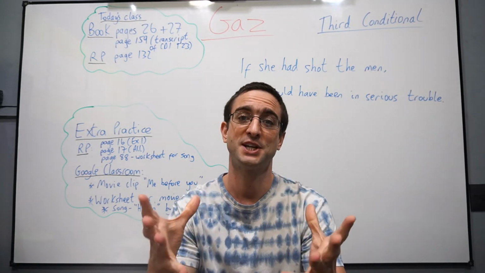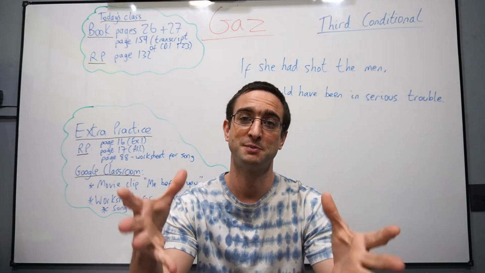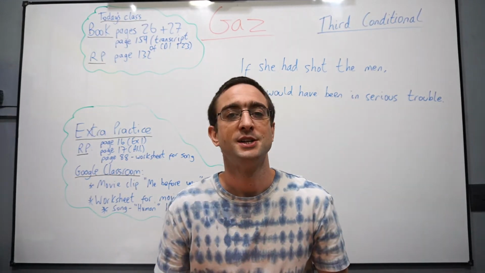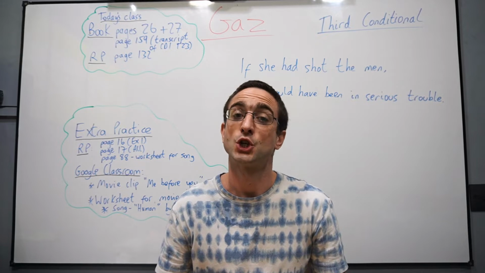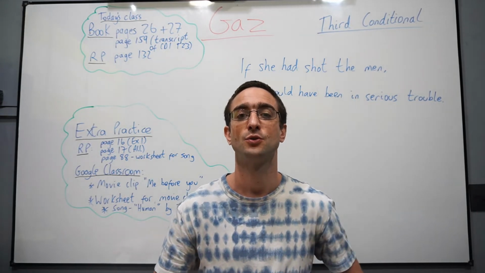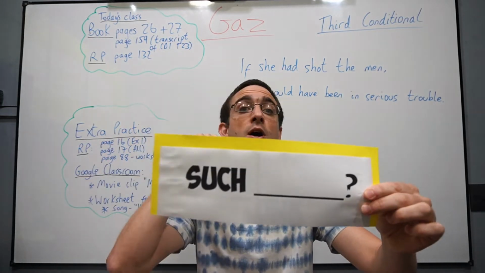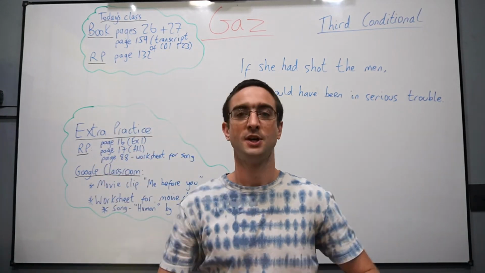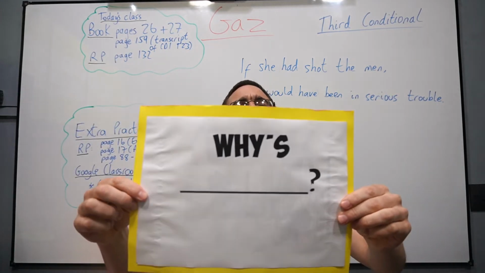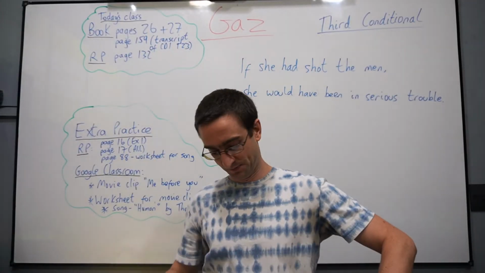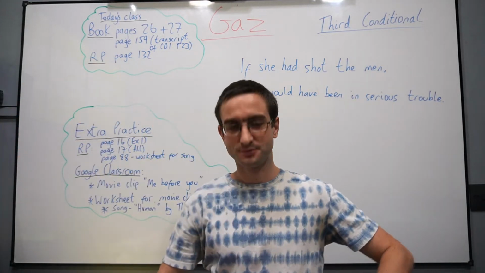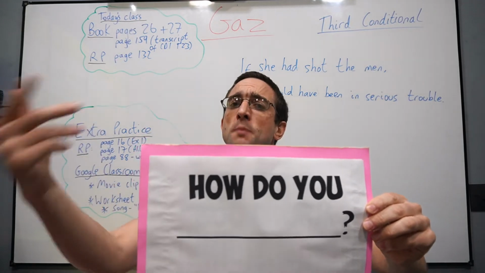So if I can do it speaking to an empty room, speaking to a camera, you can do it speaking in an empty room, speaking to a computer. So go for it, please, guys. So I've got here some signs, and what I'm going to do is show them to you, and I'm going to ask you to shout out the expression, the complete expression, to me. So, for example, I say, such as. Good. Next one. How's it going? Next one. Why's that? Next one. Like what? Like what exactly? How do you mean?